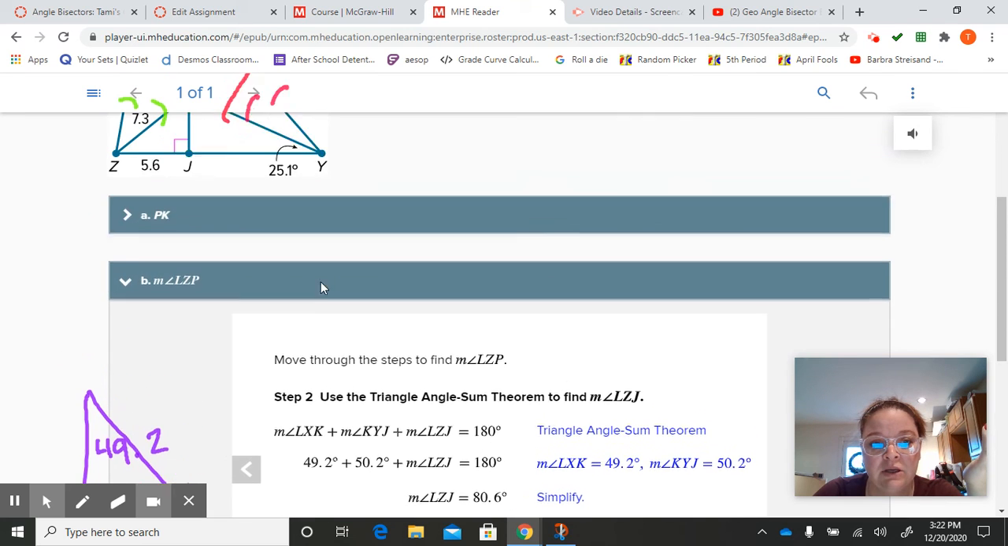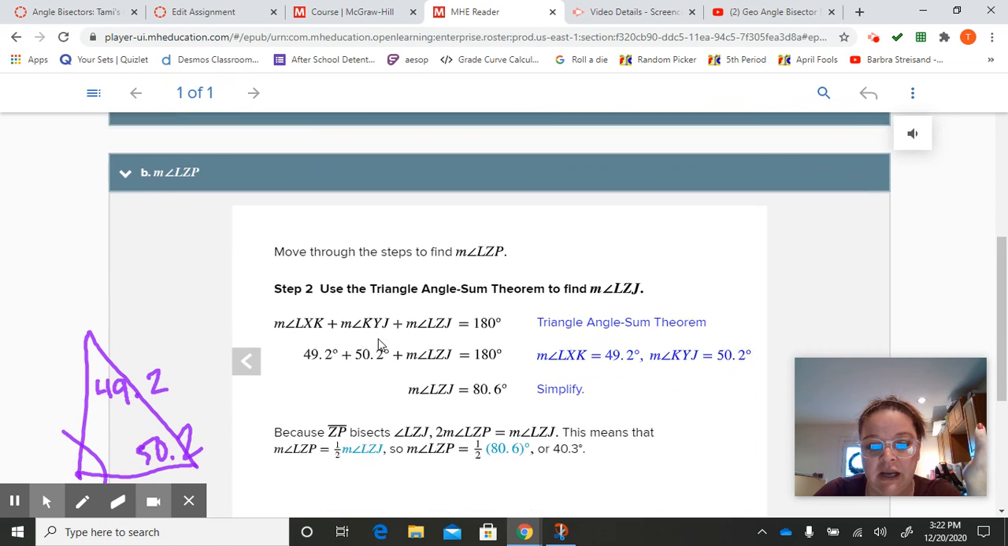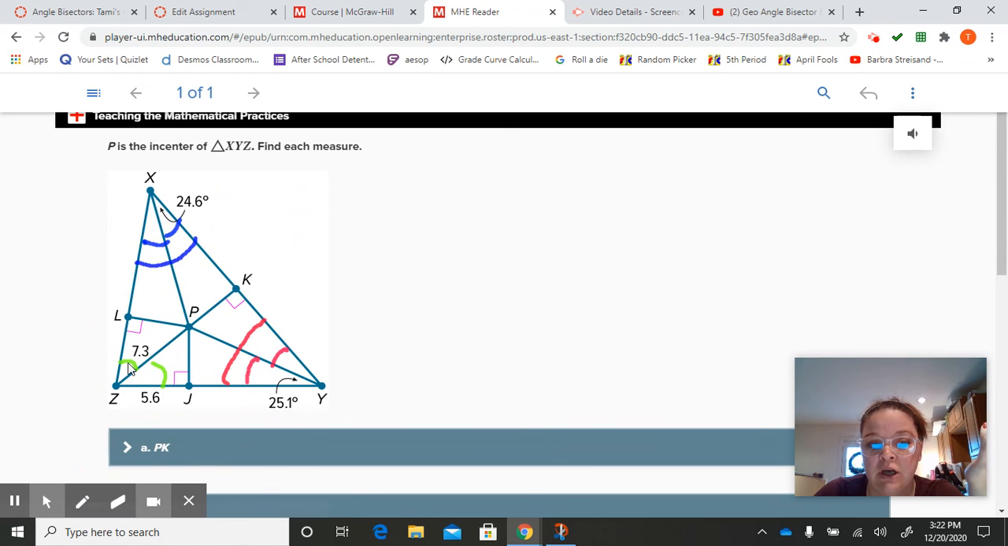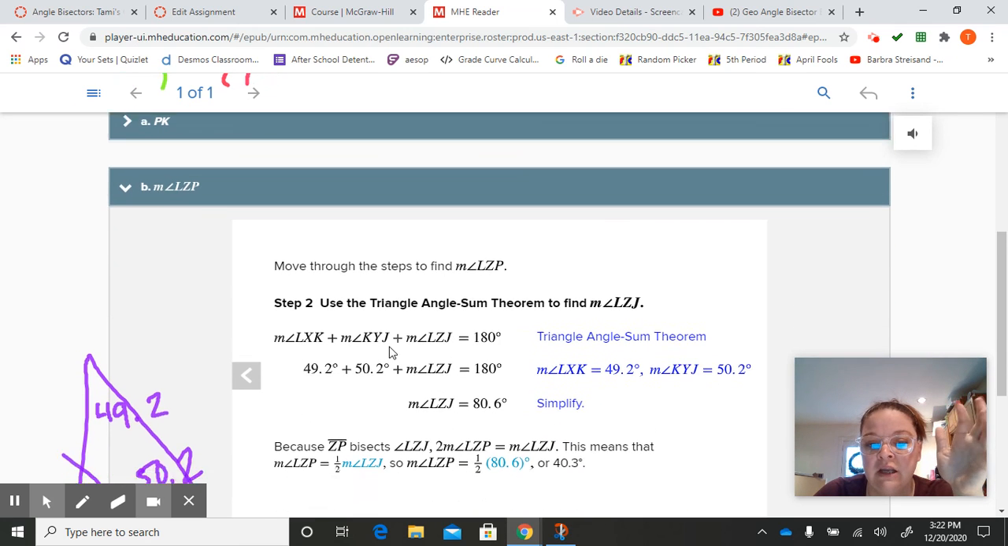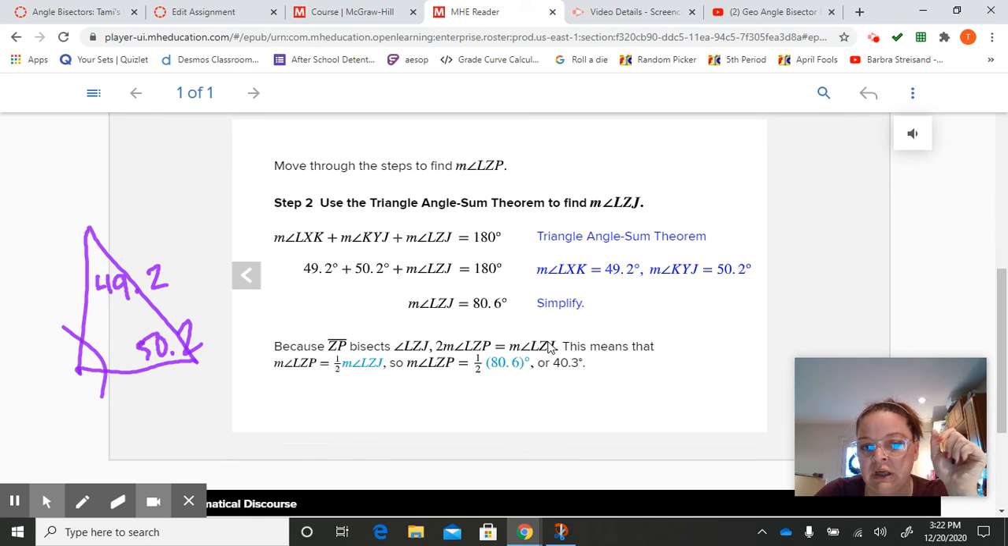Now, if we look back up here at this guy, if this whole thing has to be 80.6 degrees, and we know that it's being bisected, we know that each of the little pieces has to be half of that amount. So we're going to take our 80.6, we're going to divide it by 2, and that tells us that the measure of the angle LZP that we've been looking for this whole time is 40.3 degrees.